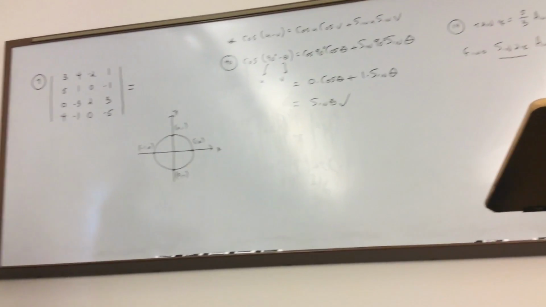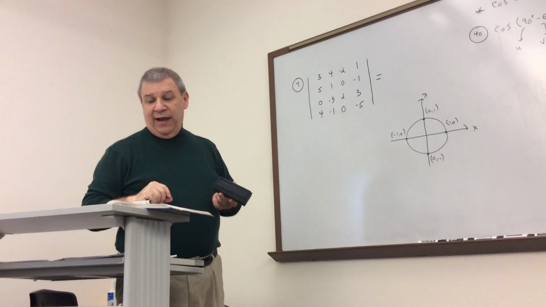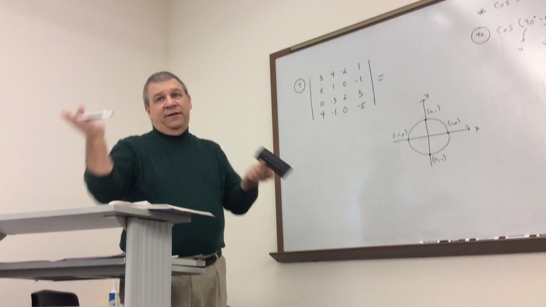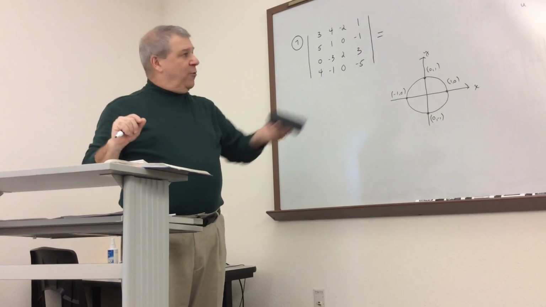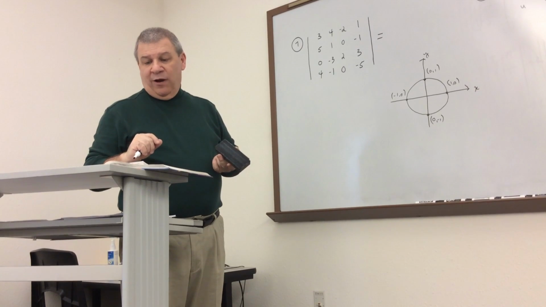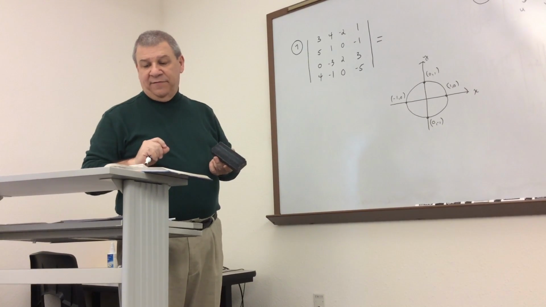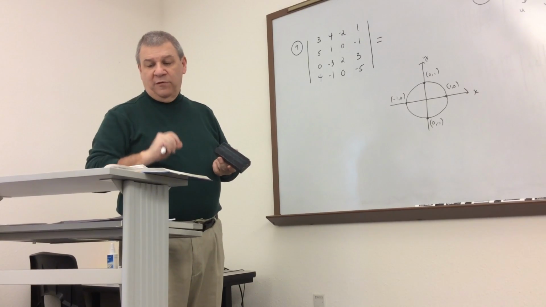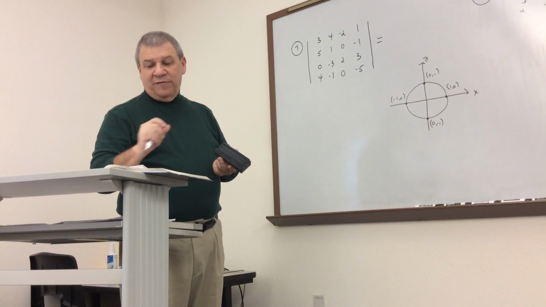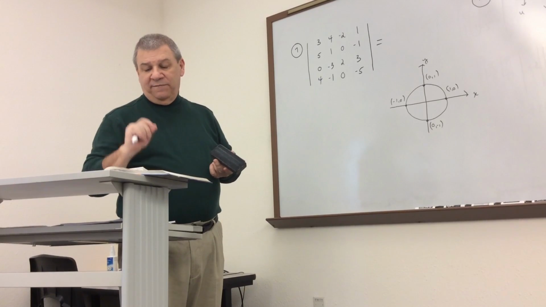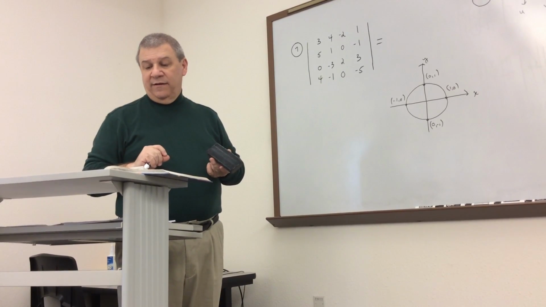So here, I'm just going to read these to you then. The answer to 39 was cosine of theta. Now if you did it, it should be right there. 40 I just did on the board. 41 was negative cosine of theta. 42 was negative sine of theta. 43 was cosine of theta. 44 was negative sine of theta. 45 was negative cosine of theta.